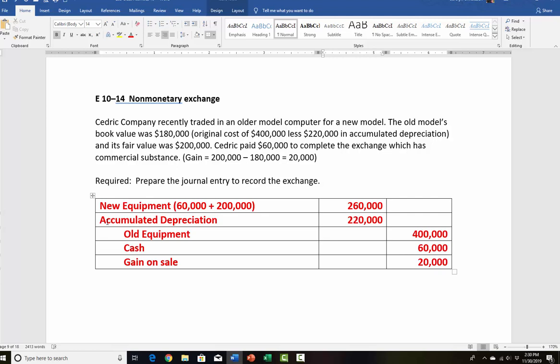As always, add up your debits and your credits. We have 480 here. We have 480 there. Beautiful. Our entry is all set. So that is a case of a gain with commercial substance. All right. Let's look at the next one.